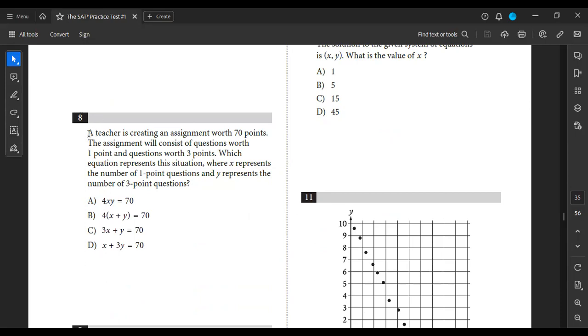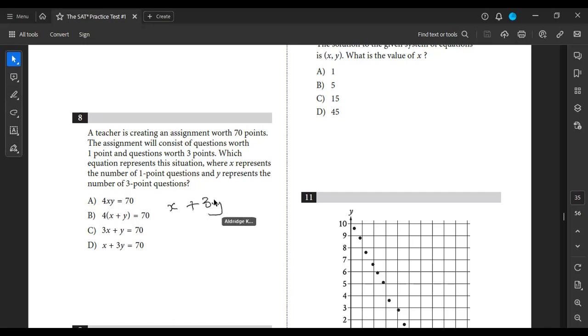So a teacher is creating an assignment worth 70 points. The assignment will consist of questions worth 1 point and questions worth 3 points. Which of the equations represents this situation, where x represents those with 1 point? So we can write 1x, which is just the same as x. And then y represents the number of 3-point questions.